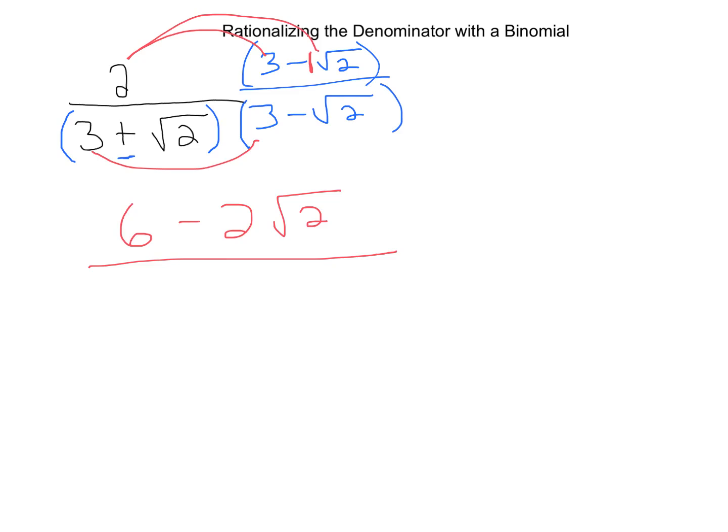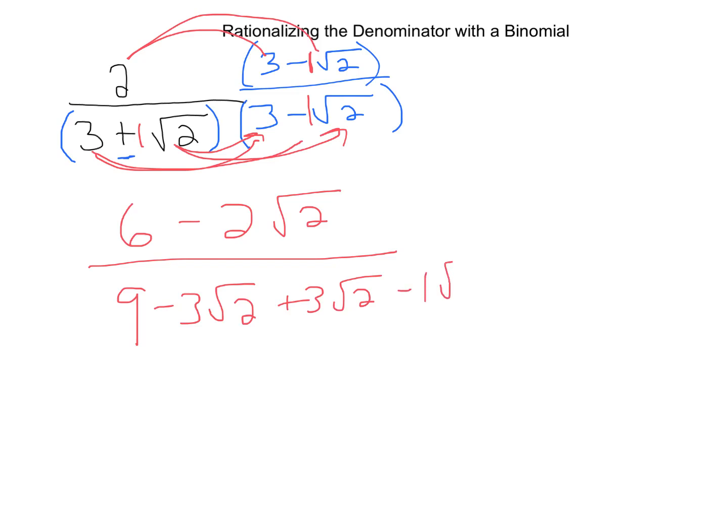3 times 3 is 9. 3 times negative radical 2 is negative 3 radical 2. Positive 1 radical 2 times 3 is positive 3 radical 2. Then 1 radical 2 times negative 1 radical 2 is negative 1 radical 2 times 2.